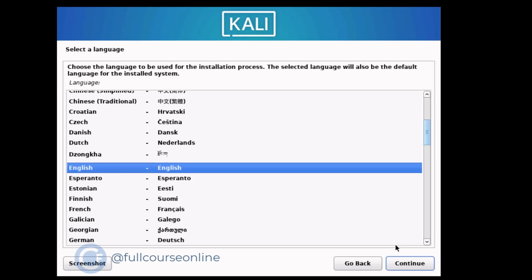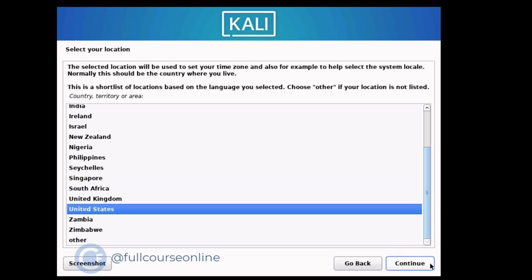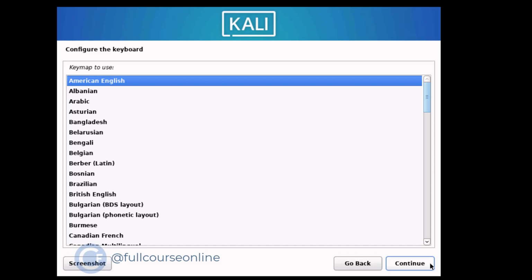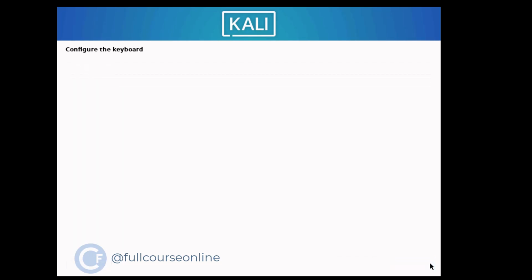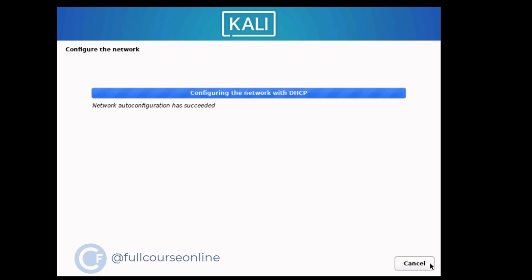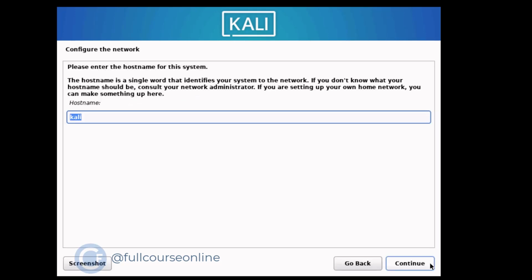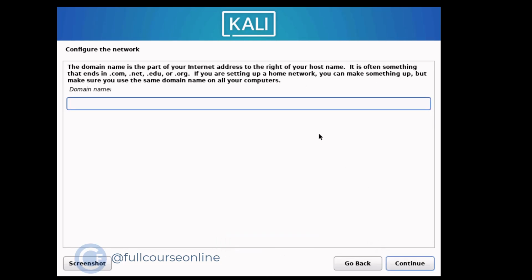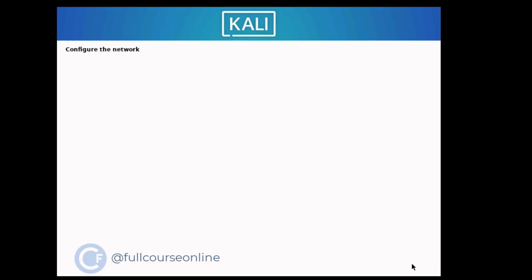Now, choose your language. Select your preferred language. Then click Continue. Choose your location. Select your keyboard layout. Kali Linux will now load the installer components. This may take a few moments. For hostname, you can type Kali, or leave it as default. If asked for a domain name, you can leave it blank if your computer is not part of a domain.